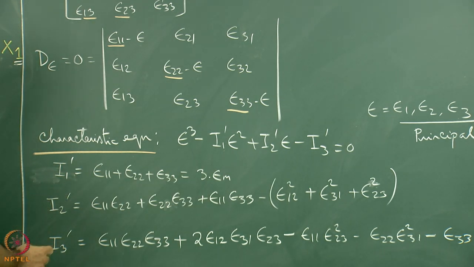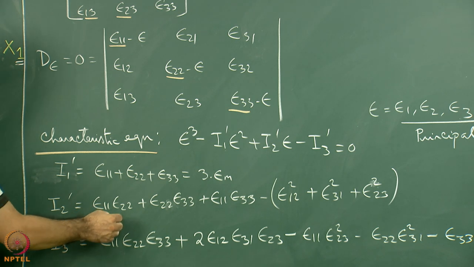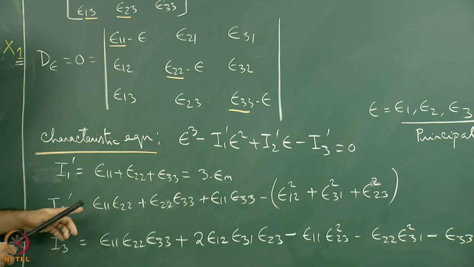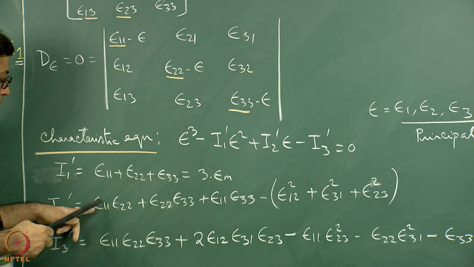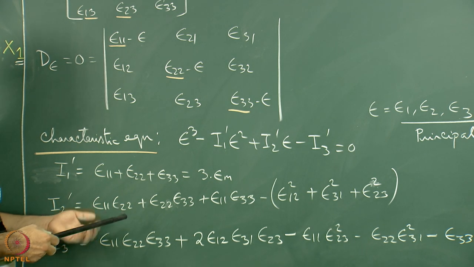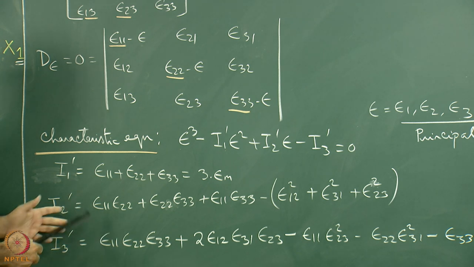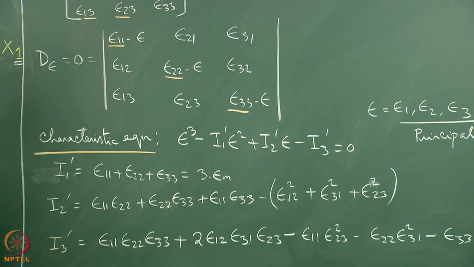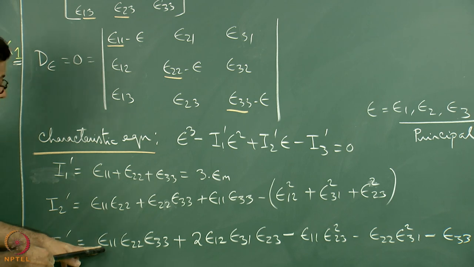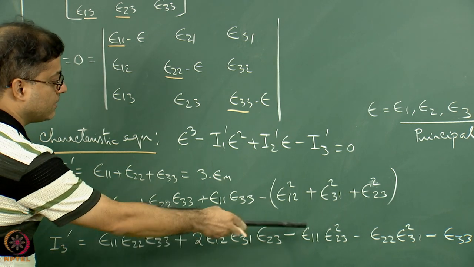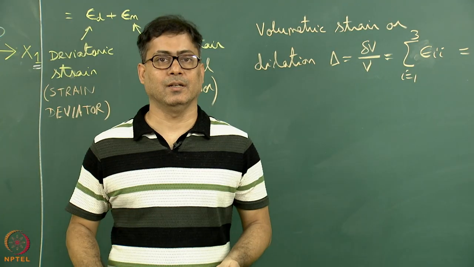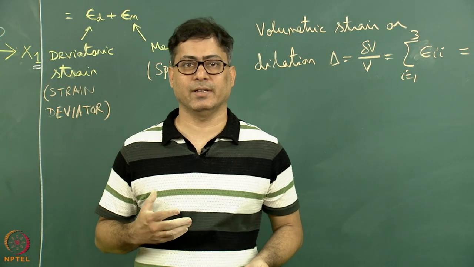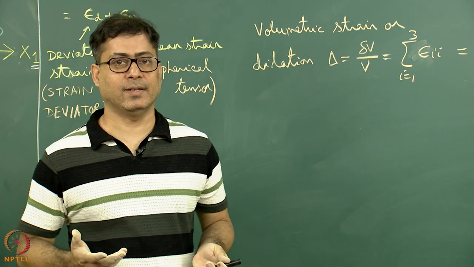Now I2 dash is given by epsilon 11, epsilon 22 and this expression. Basically you have seen a similar expression when you were dealing with stress. If you replace epsilon by sigma, it goes back to our case of the Cauchy stress tetrahedron. I3 dash is equal to epsilon 11, epsilon 22, epsilon 33 plus this, etc. We will now see some other expressions. Now we are going to see more about the strain tensor and the 3 by 3 matrix, what else we can do.